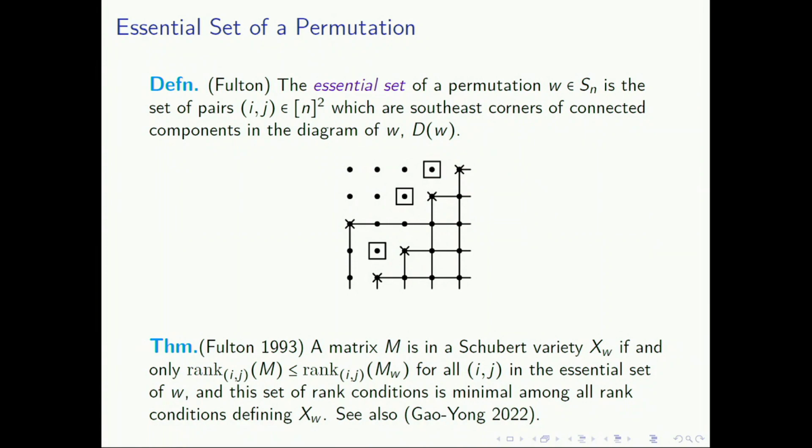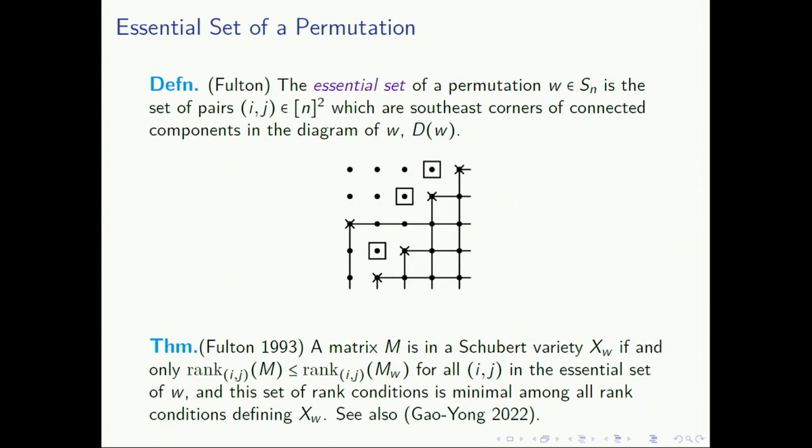So what is the essential set? First of all, you draw the diagram of a permutation. It doesn't matter if you're row-centric or column-centric. The diagram means you have these death rays. Everywhere you have a 1 in the permutation matrix, you shoot your death ray to the right and down. The points that are left are the diagram of W. In this case, I guess I would be calling this 3, 5, 4, 2, 1, but you can call it whatever you want. Anyway, you get this diagram, and then how do you get the essential set? You highlight the southeastern corners of the connected components. So those are in squares. Okay, easy enough. Once you have the diagram in front of you, it's very easy to find the essential set.